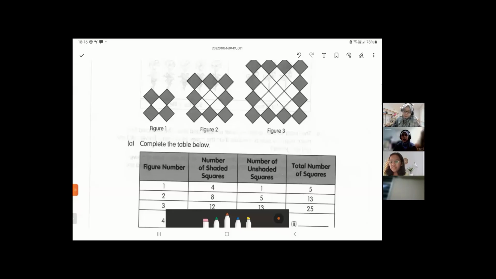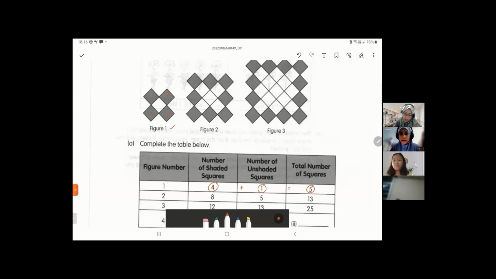So figure 1. This is figure 1. Number of shaded squares, 1, 2, 3, 4. Number of unshaded squares, 1. Okay. Total number of squares, 5. How do you get that? 4 plus 1 equals to 5. Understand? Okay.